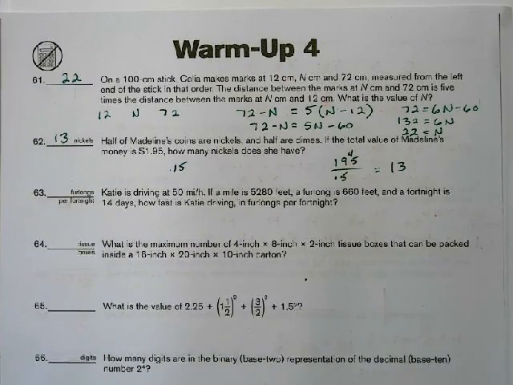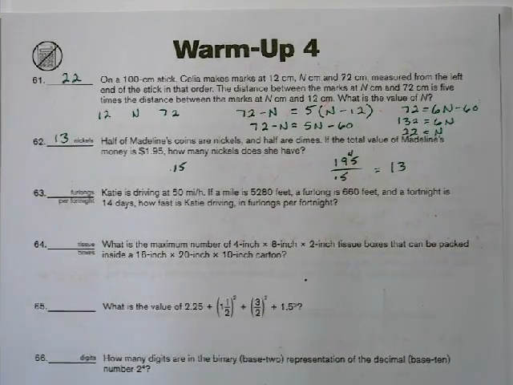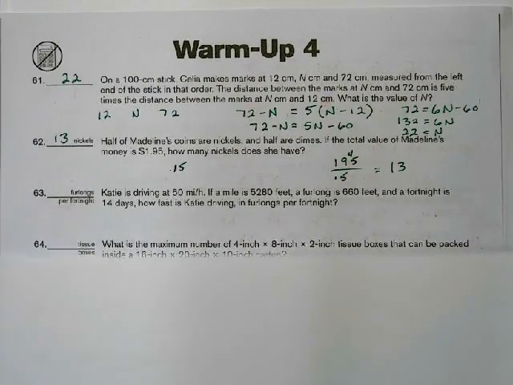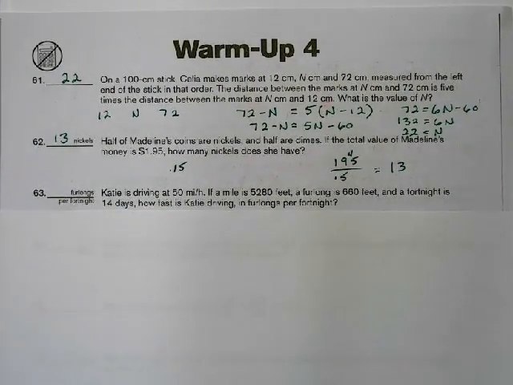Katie is driving at 50 miles per hour. If a mile is 5,280 feet, which it is, and a furlong is 660 feet, who uses furlongs, and a fortnight is 14 days, how fast is Katie driving in furlongs per fortnight? Ugh. Okay, so we've got a dimensional analysis problem here.